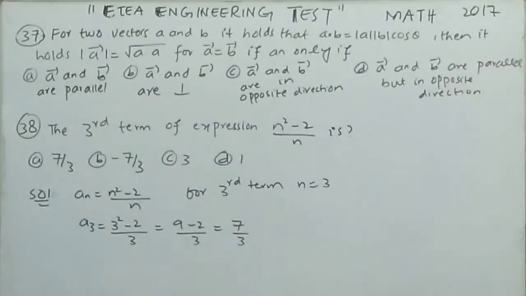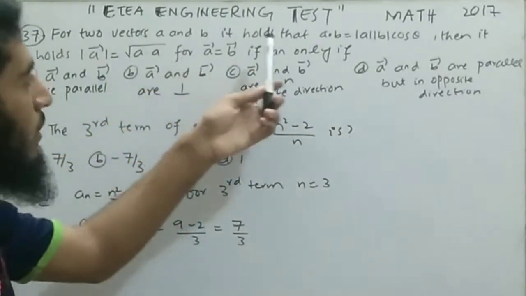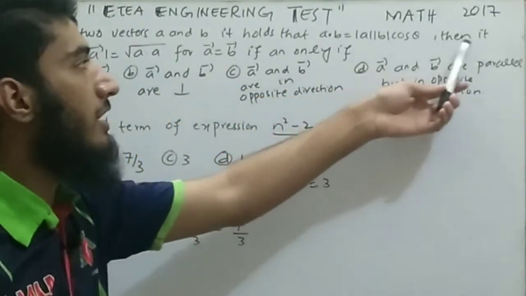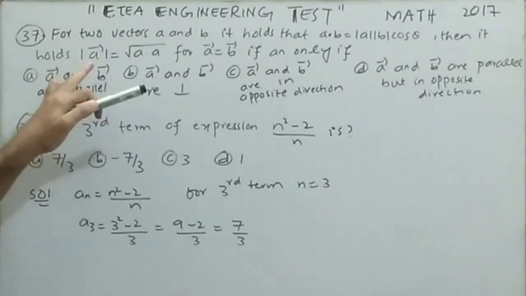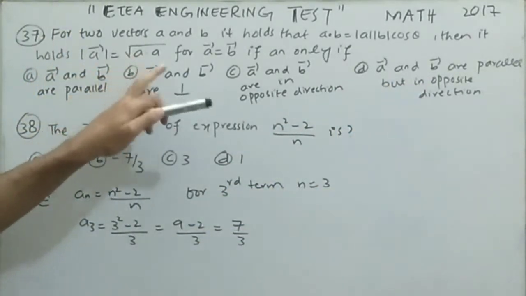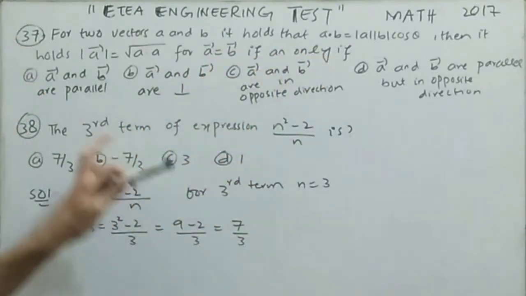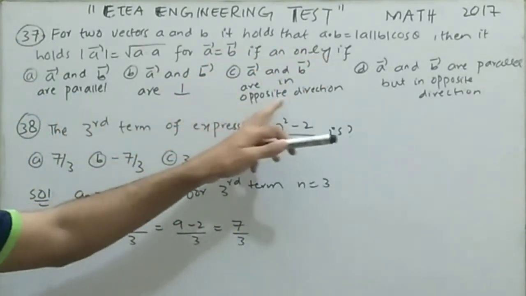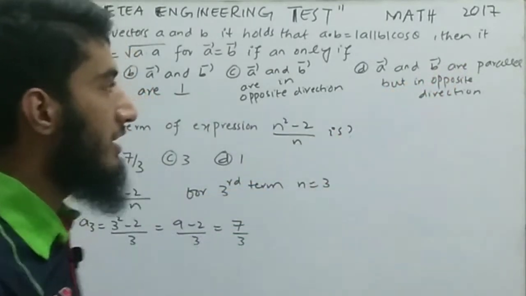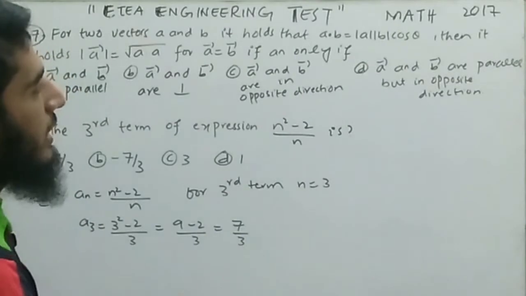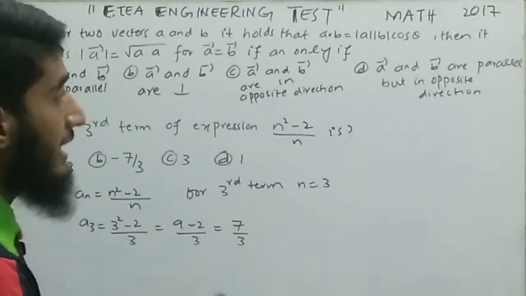Now move to the next MCQ, the MCQ number 37. It tells that for two vectors A and B, it holds that A dot B is equal to magnitude of A, magnitude of B multiplied by cos of theta. Then it holds that magnitude of A will be equal to square root of A dot A, for vector A to be equal to vector B, if and only if A and B are parallel, perpendicular, in opposite direction, or parallel but in opposite direction. Remember, in the given A dot B is equal to AB cos theta, there is no negative sign. It means that they are not in opposite direction.